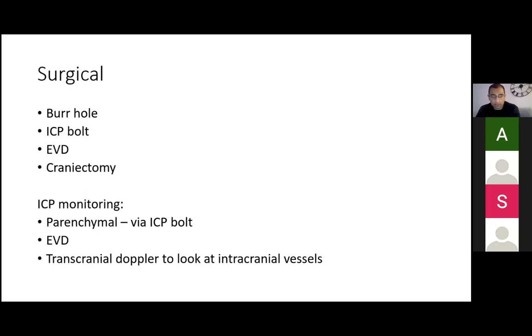There are some surgical options as well, so we can do things like burr holes, put in an external ventricular drain, EVD, or do a craniectomy to take away a bit of the skull to let the brain swell, so it's no longer a closed compartment. And there are also methods of intracranial pressure monitoring that we can do in patients who've had head injuries. That could be putting an intracranial pressure bolt in the brain parenchyma, or putting in an external ventricular drain and seeing how much CSF is flowing through it. And we can also do transcranial Dopplers to look at intracranial vessels, to look at how they are autoregulating.